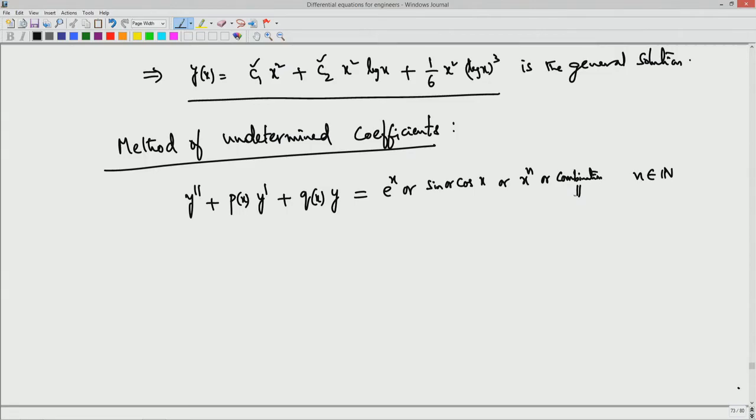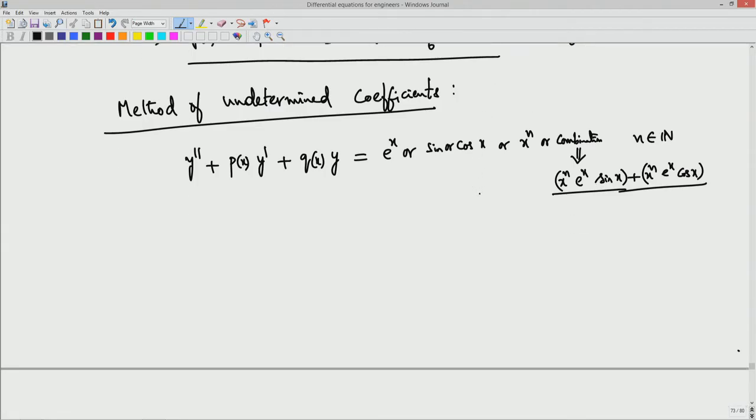Combination means what? You can have x^n times e^x times sin x or cos x, like that. You can have any kind of form, any combination of these, either two of them or some of them. You can have x^n e^x cos x also. When the right hand side is like this, you say it is a combination. So in such cases, you can find a solution.